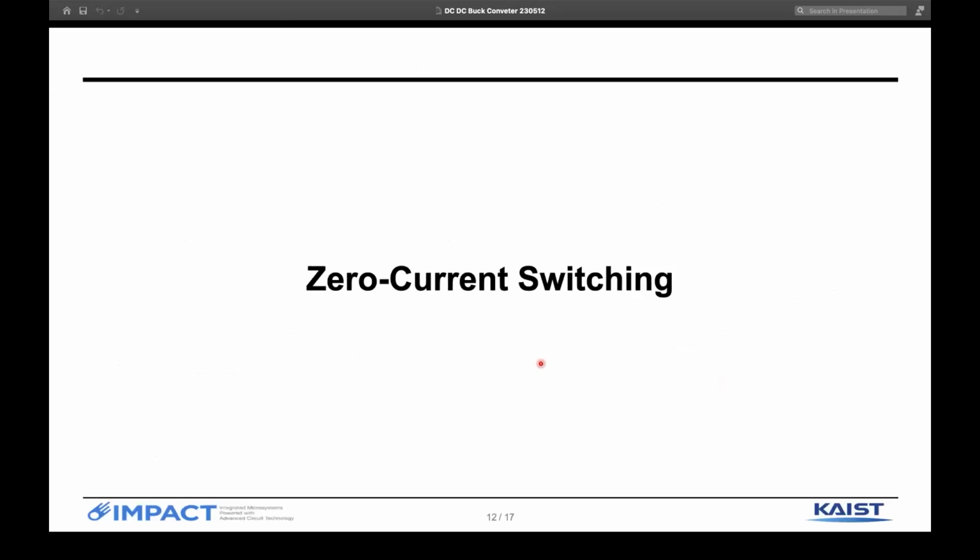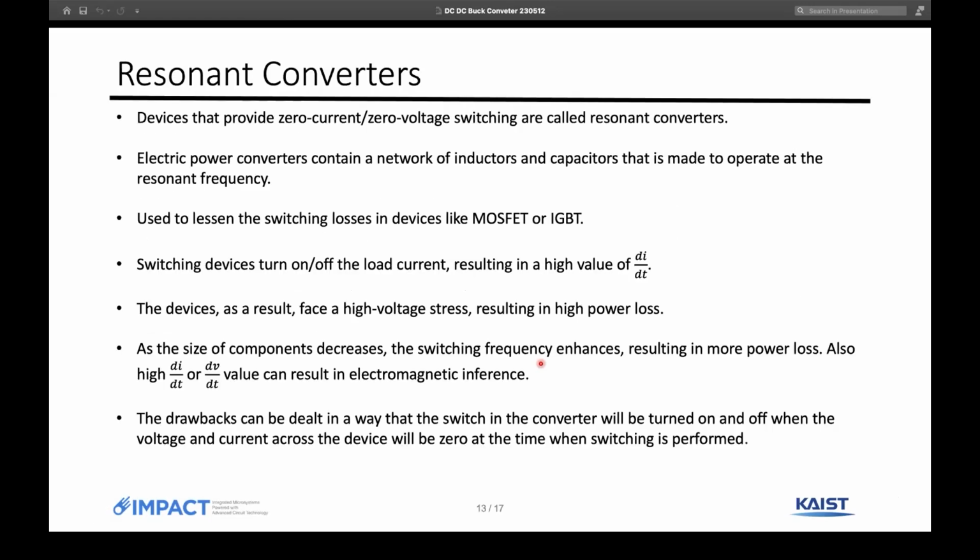So then we get to zero current switching. Zero current switching is a kind of resonant converter. What is a resonant converter? A resonant converter is an electric power converter that includes a network of inductor and capacitor that is made to operate at resonant frequency. So this is a converter which contains a network of inductor and capacitor that works at resonant frequency. So why is it used?